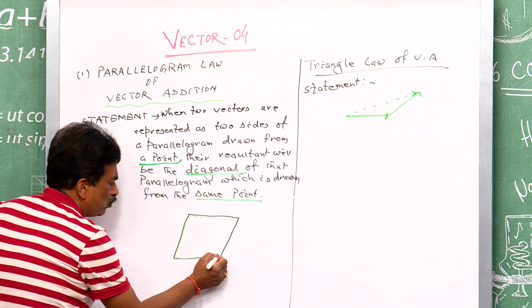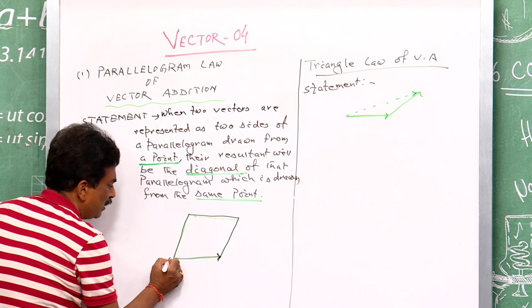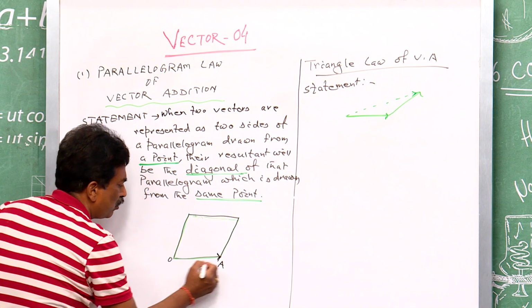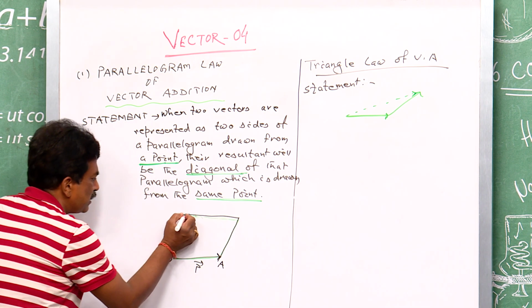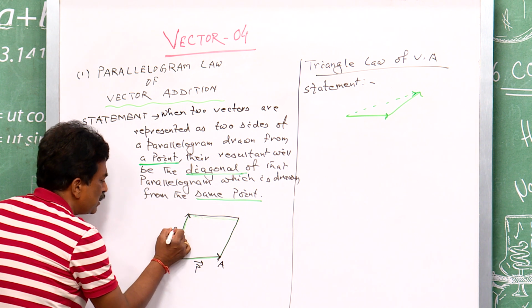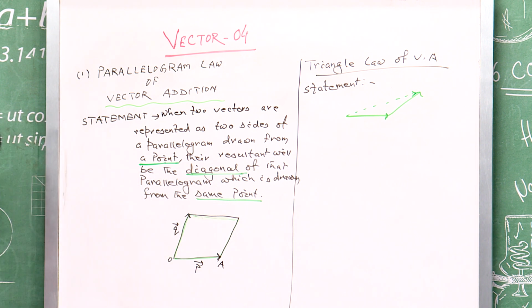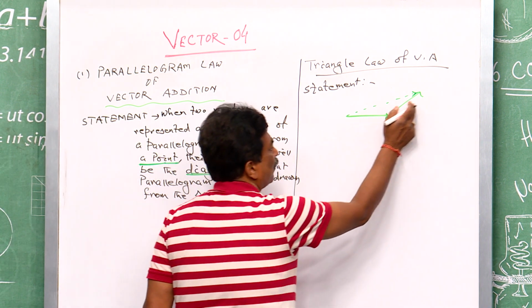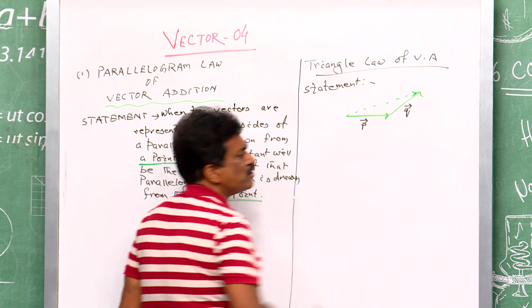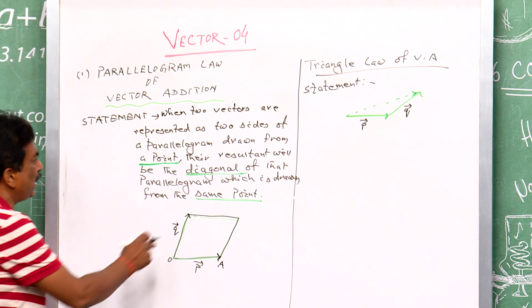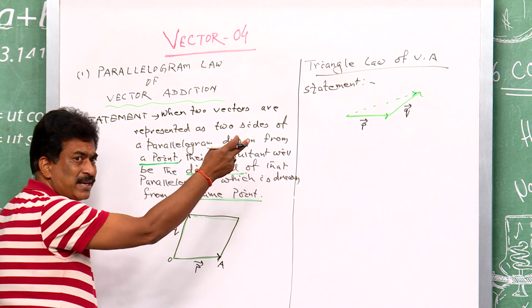So, if there are two vectors, this is one vector, say from the origin O to A, whose name is the P vector, and this is the second vector, which is the Q vector. And for the triangle of vector addition, this is the P vector, this is the Q vector. And here is the statement, and what was the statement there?